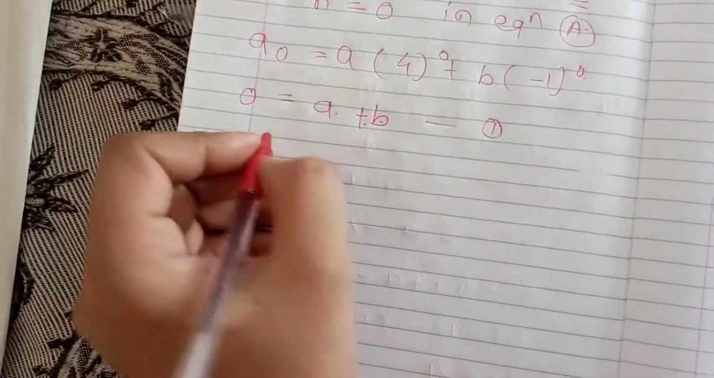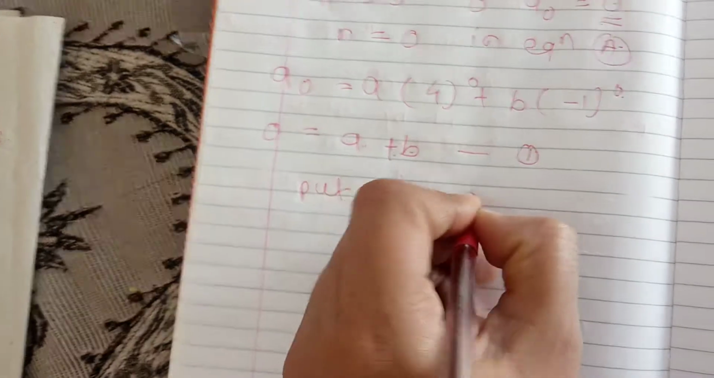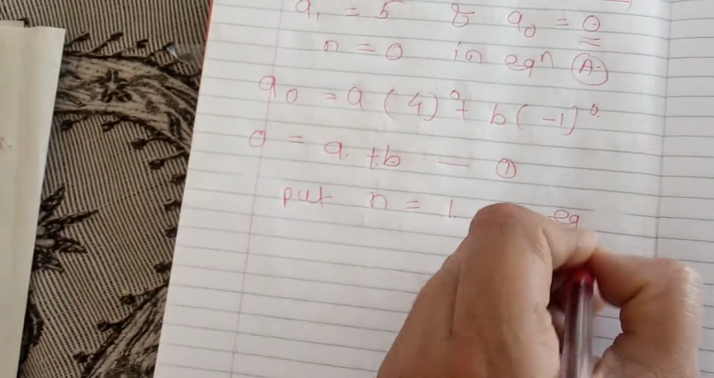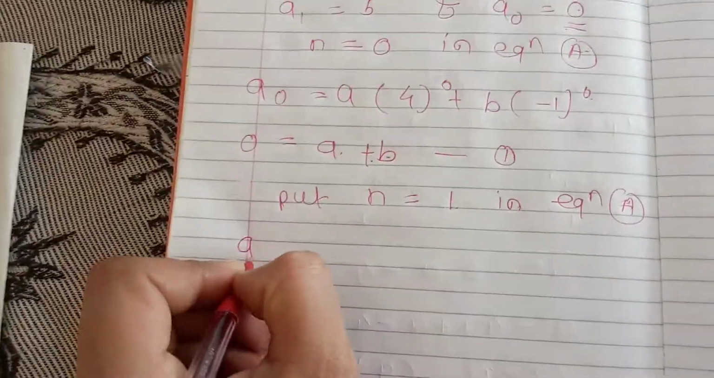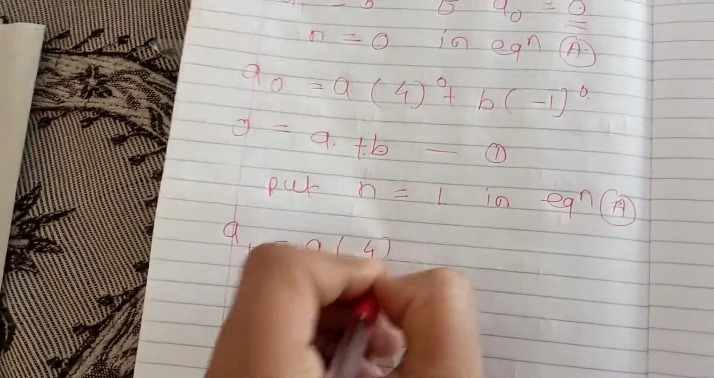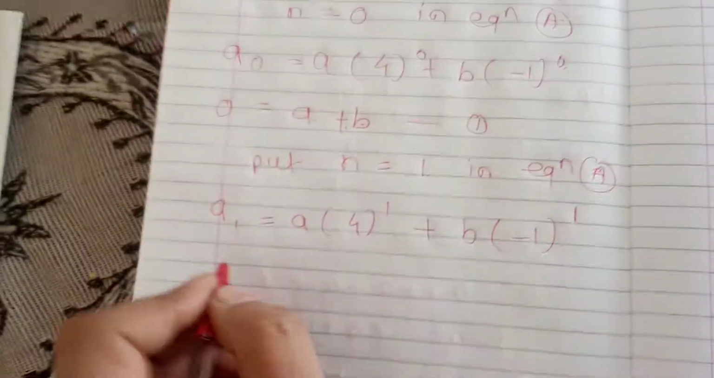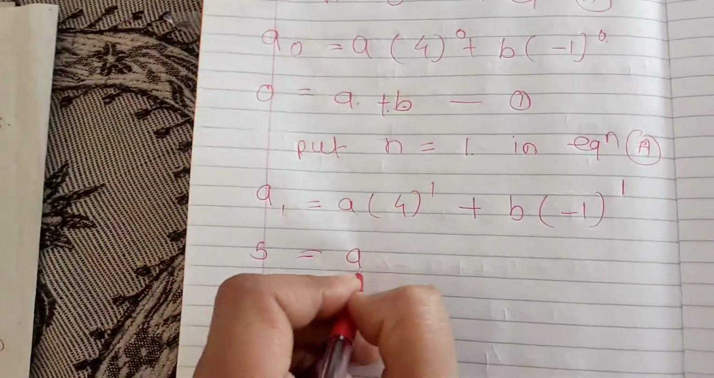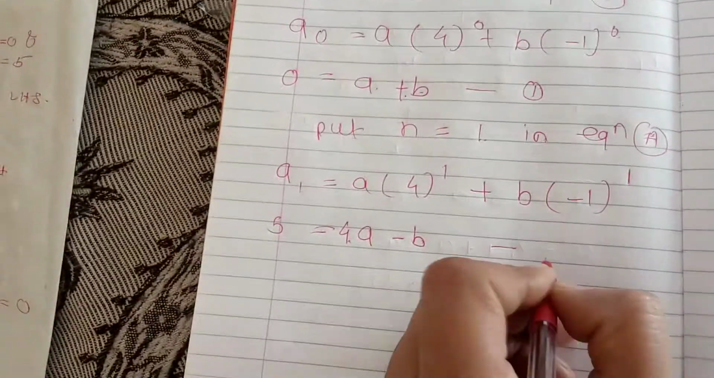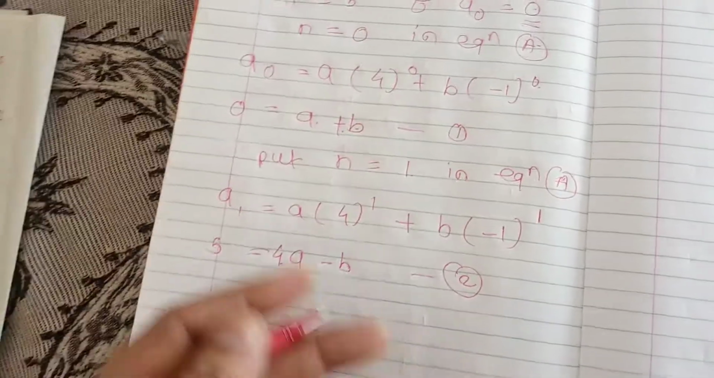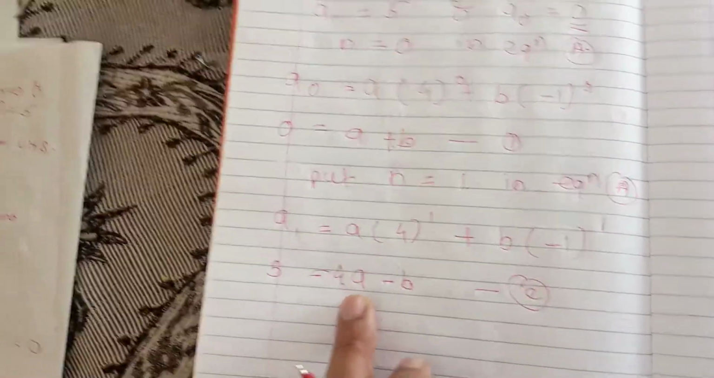Fine. So for the second equation, we have to put n is equal to 1 in equation A. So we can put it like this: a1 is equal to a into 4 to the power 1 plus b into -1 to the power 1. So we'll get 5 is equal to 4a minus b. So this is our second equation. Fine. So we have to solve the first equation and the second equation. How to solve?